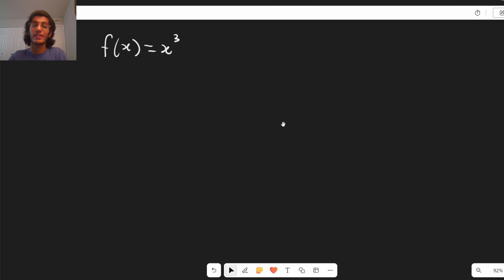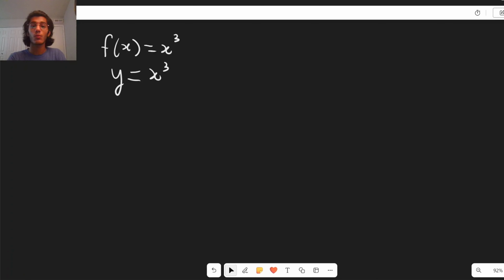This here is f of x equals x cubed. Now, again, we're going to follow the same routine. We're going to first of all substitute f of x with y. So now we have y equals x cubed.